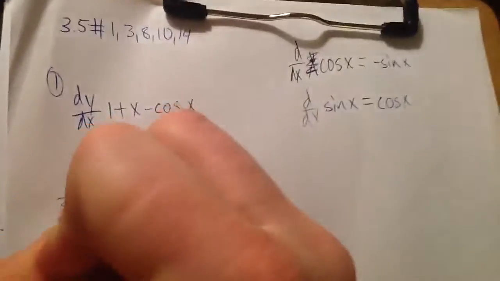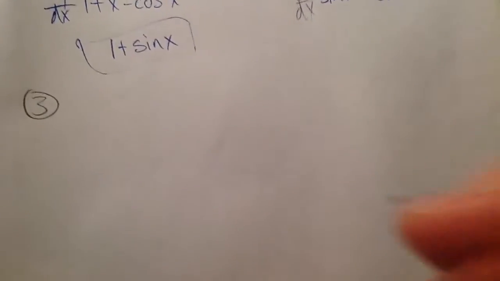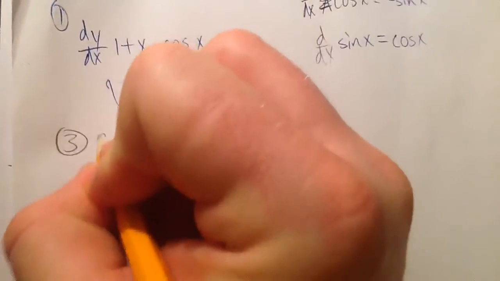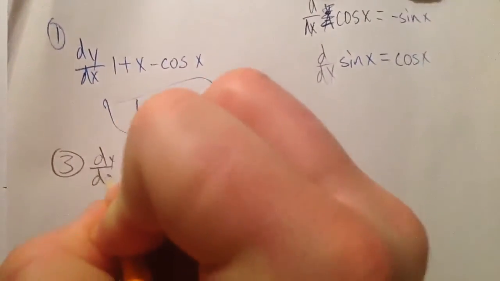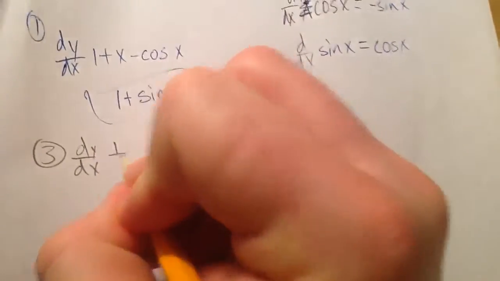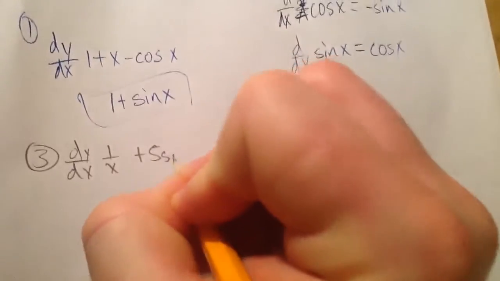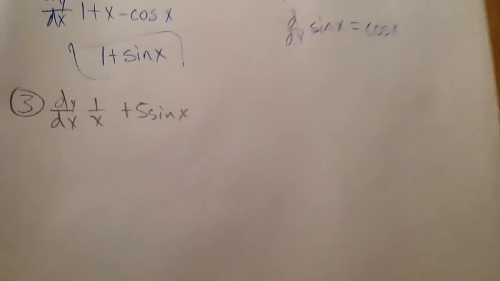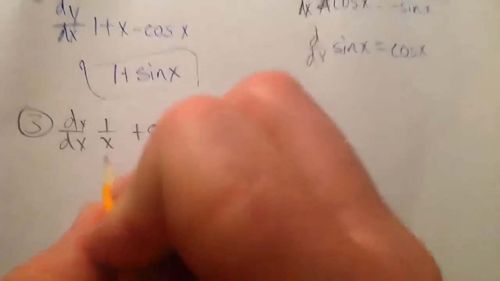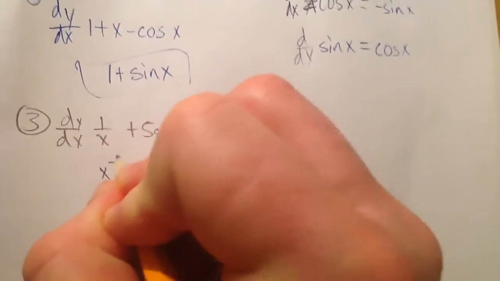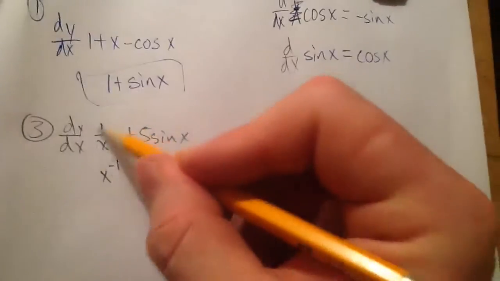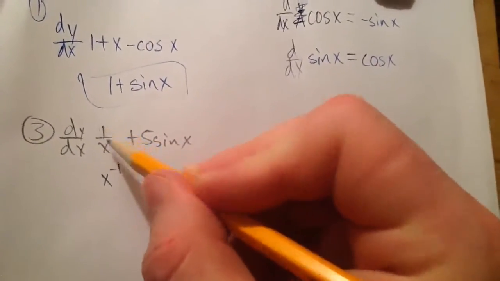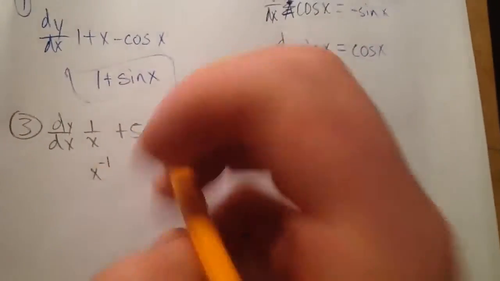Okay, 3, same thing, just doing derivatives. 1 over x plus 5 sine of x. Same thing, just do each one individually. So when you do the derivative of 1 over x, easiest just to change it to x to the negative first power. You don't want to do quotient rule with that, that sucks, because it's just a constant on top. So just change it to that.